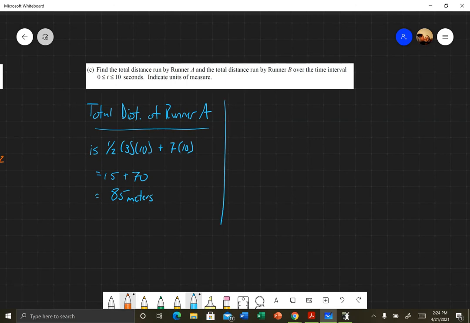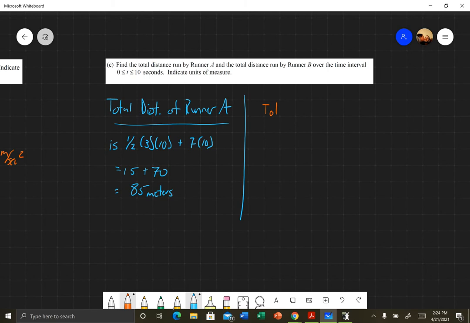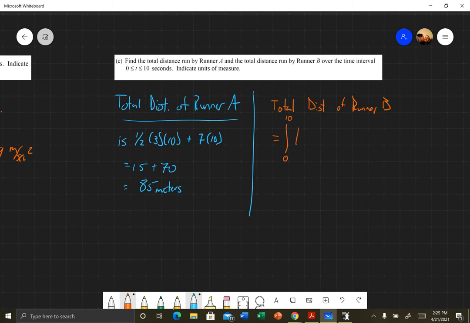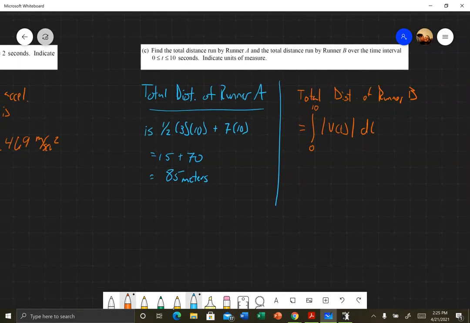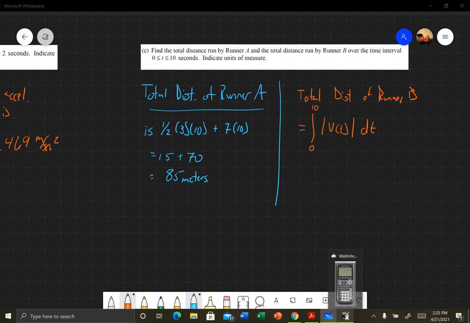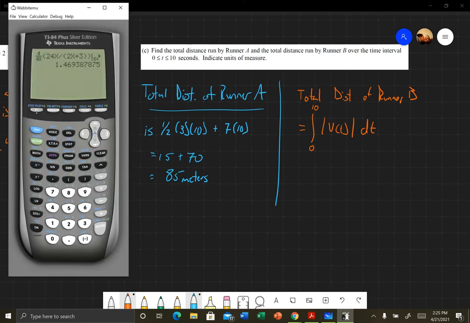Now, what about runner B? What is the total distance of runner B? Well, this is going to be equal to the integration from time t equals 0 to time t equals 10 of the absolute value of the velocity. Remember, we don't know if this runner ran forward and then ran backwards, so we want to take the absolute value. I'm going to let the calculator do the work. If I had punched that value into y1, I could just use that. I didn't do that, so I'm going to have to punch in the entire value.